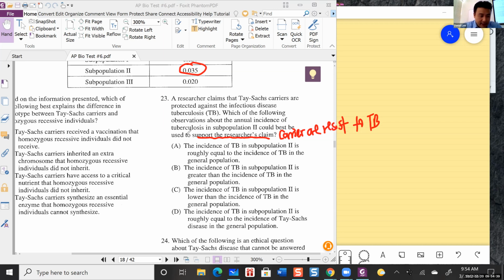So will A do the job? So you've got to read it. You've got to read everything. That's why it's hard, yeah? And you have to eliminate it.